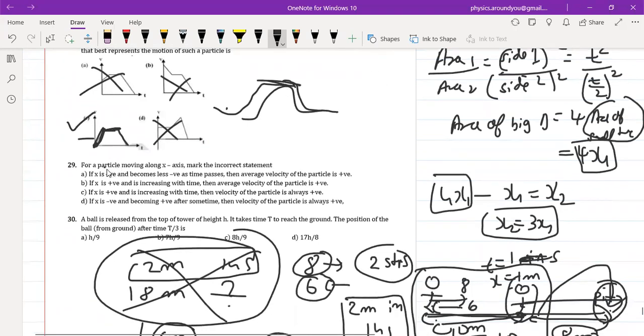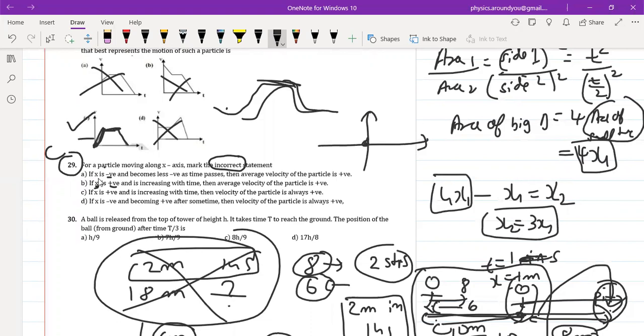For a particle, this is one of the toughest, most challenging questions in the whole paper. For a particle moving along the x-axis, mark the statement that is incorrect, not the correct, but the incorrect. Well, everything is about x being positive and negative. So how about we sketch it?